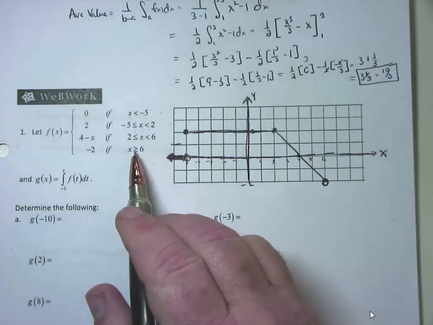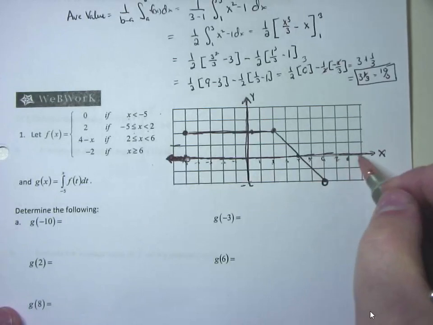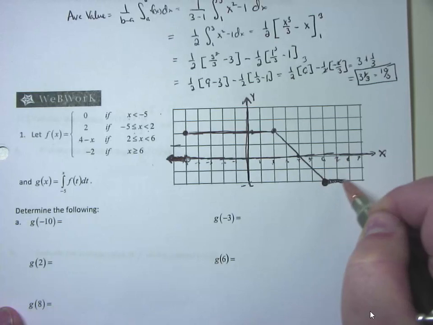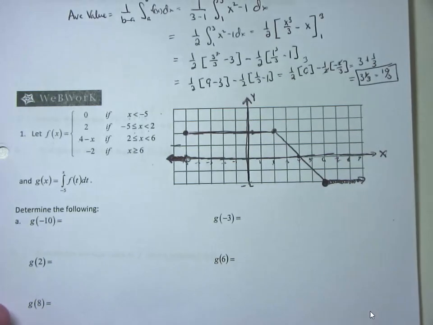And then when x is greater than 6, 7, 8, 9, I'm going to get negative 2. So it picks up that little dot and carries it the rest of the way. This is my piecewise function.